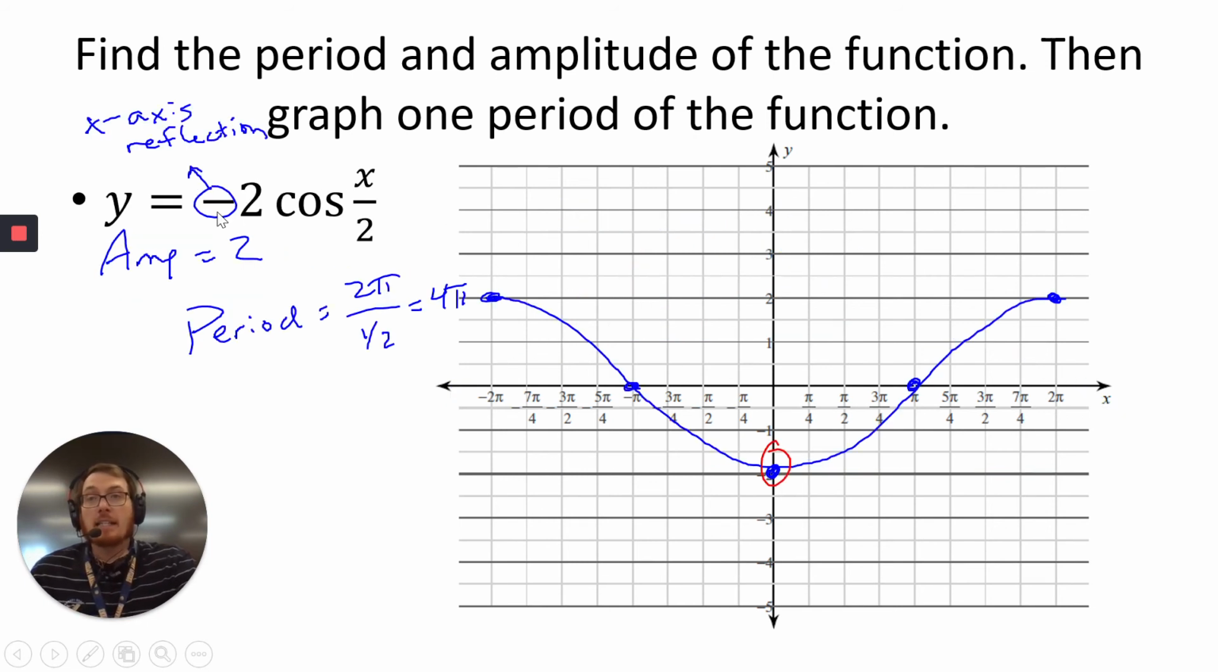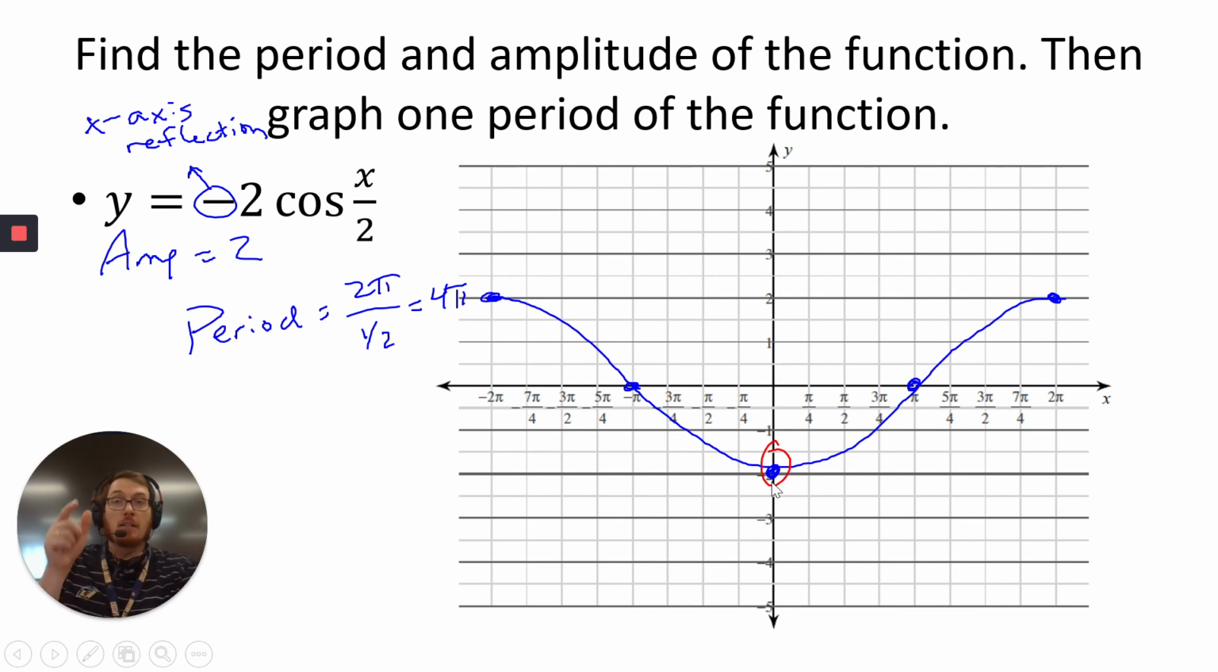The next one has an x-axis reflection, so that means the graph, instead of starting upward, should start downward. And for cosine, the graph starts off of the x-axis, typically up 1. In this case, it would be up 2 because the amplitude is 2. Notice I didn't say the amplitude is negative 2. It's still an amplitude of 2 when you set this up. It just happens to be, instead of starting up 2, you start down 2.